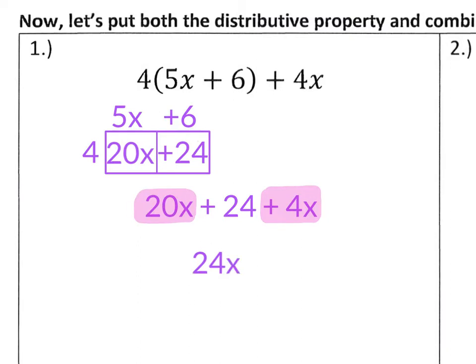Then I look up above and I just see the positive 24 is the constant. There are no other constants to combine with, so I'm going to bring that next to the 24x. So my answer here would be the 24x plus 24. Remember, you just need to circle. You do not need to highlight your answer. I'm just trying to draw attention to the fact that that is my answer there, the 24x plus 24.